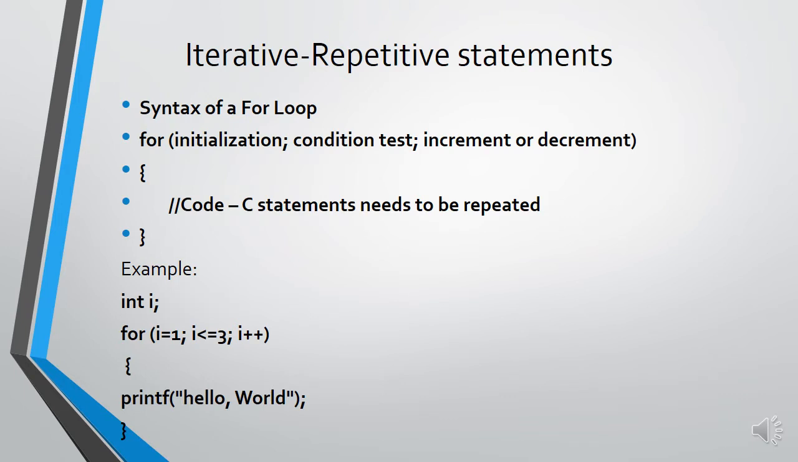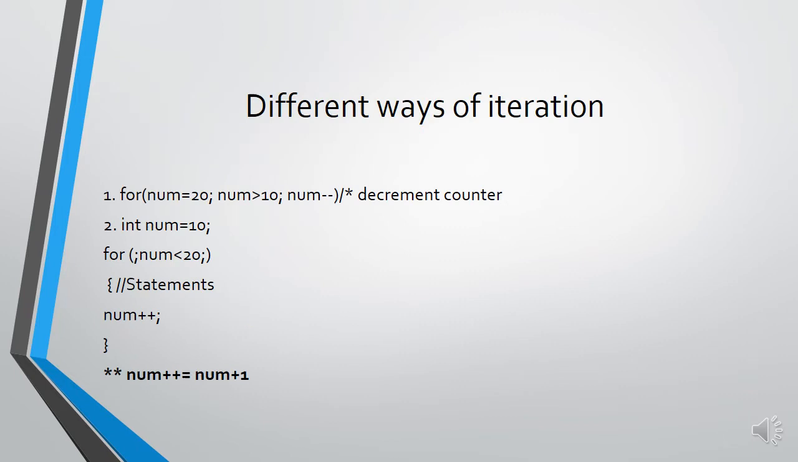3 times. First, it will print it when I is equal to 1. Then I will be equal to I plus 1. It prints it again when I is equal to 2. Then I is equal to I plus 1, which is equal to 3. Then it prints it again. When it comes back by adding 1 to I, it becomes 4 and the condition is violated, so we exit the loop. That is how we do the loop.